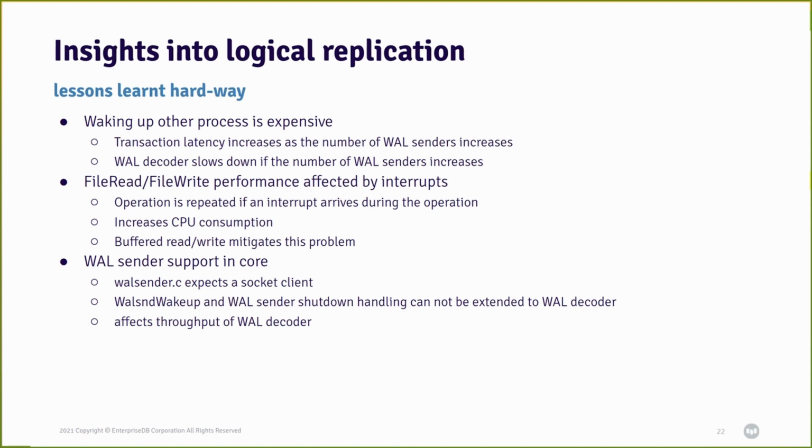So with WAL decoder, the transaction latency comes down because now the process which is doing WAL flush does not need to wake up WAL senders, but it has to wake up only the WAL decoder. But now that cost of waking up WAL senders is incurred by the WAL decoder, and it slows down the WAL decoding process.